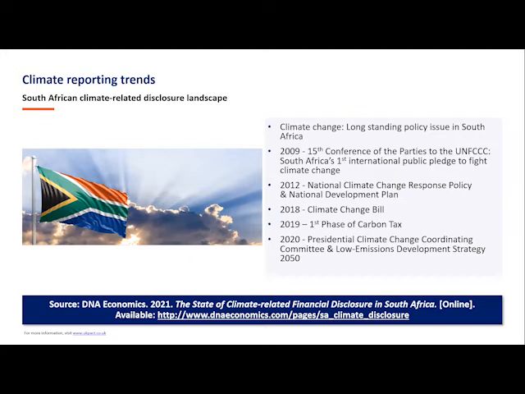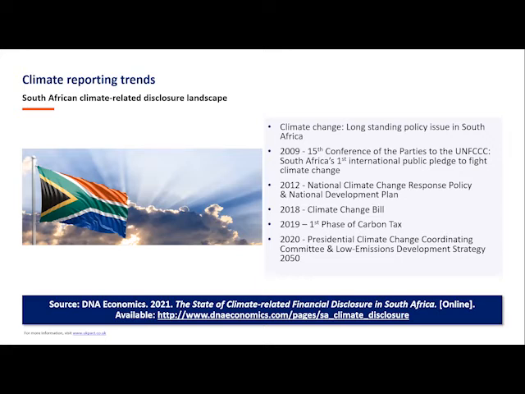In 2012, we issued the National Climate Change Response Policy and the National Development Plan. The National Development Plan included a chapter on the transition to a low carbon economy, chapter 5 in our NDP. In 2018, more recently, a climate change bill was introduced to Parliament in order to provide a solid basis for expanding South Africa's climate change adaptation and mitigation response.